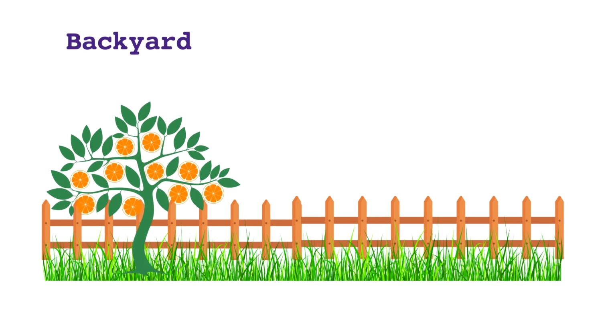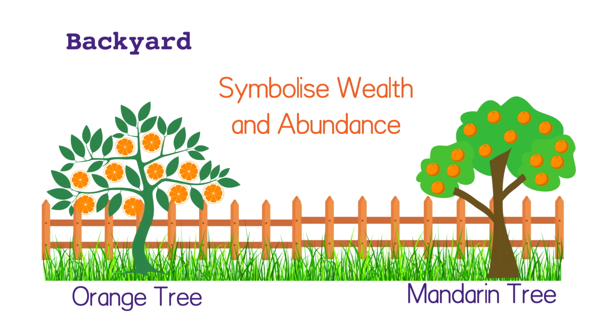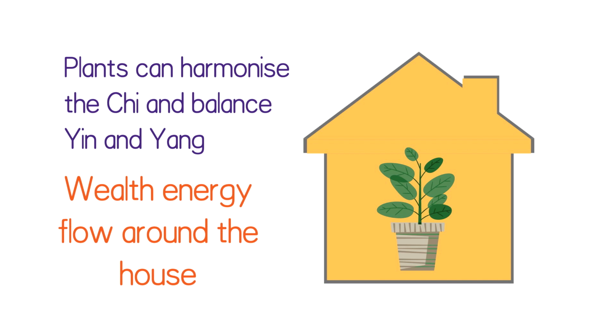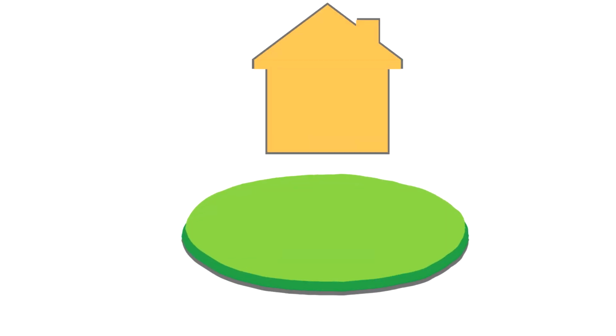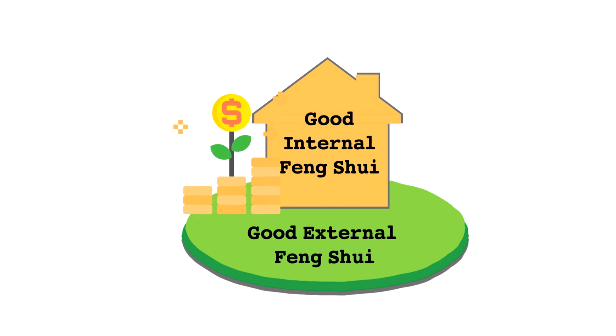As Chi flows into each room of the house and reaches the backyard, it would be great if we could plant fruit trees such as orange or mandarin trees, because fruit trees symbolize wealth and abundance. As we can see, plants can harmonize the Qi and balance yin and yang so that wealth energy can flow around the house. Therefore, designing a good internal and external Feng Shui layout using plants can definitely enhance your wealth, health, and happiness.